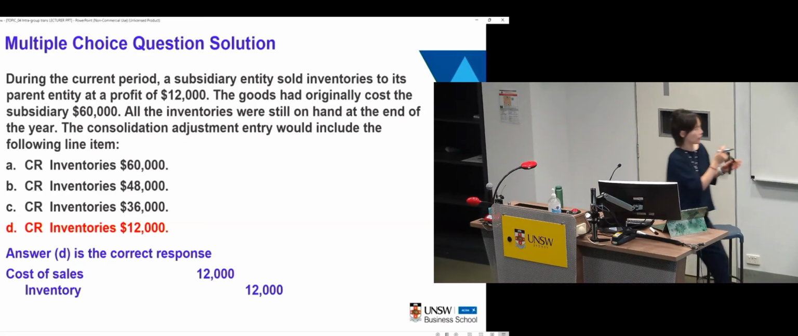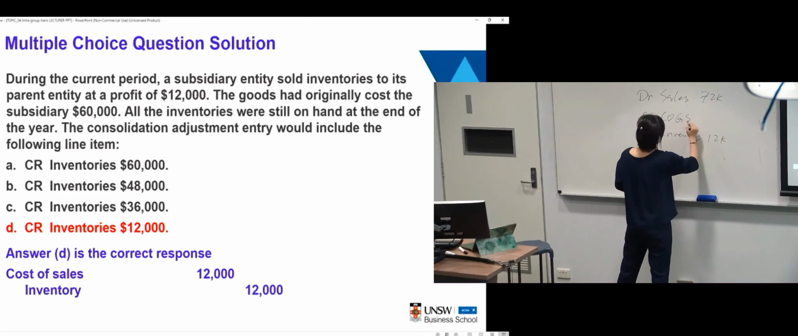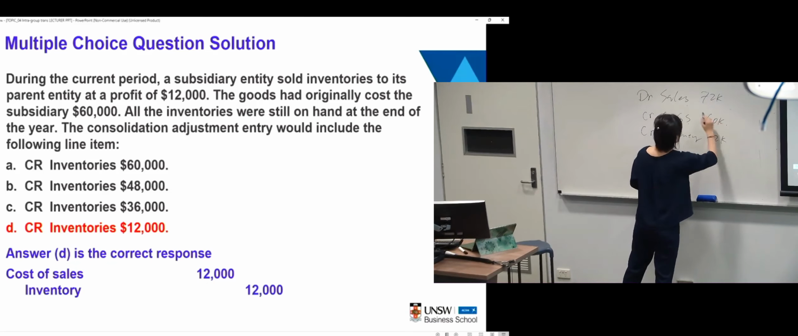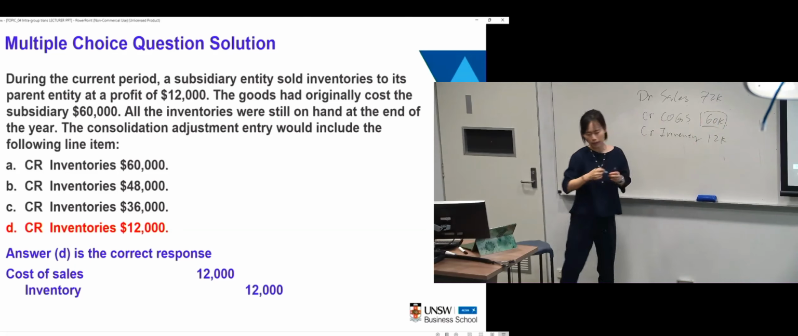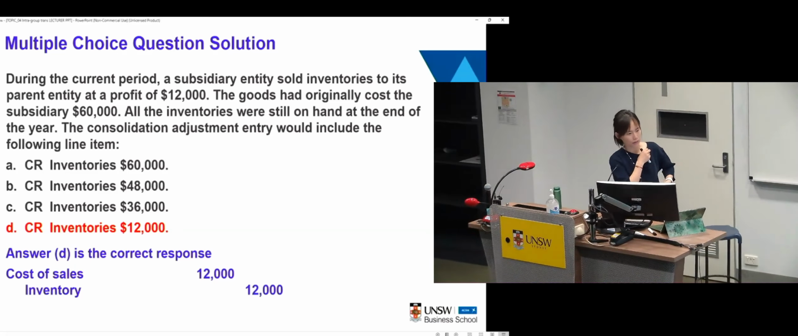Okay? Now balancing figure, we credit cost of goods sold, which is 60,000. So you can see the elimination of these 60,000 cost of goods sold is actually related to the intragroup cost of sale, right? The intragroup expenses here. Okay. So that's why you choose the last one as the correct answer. Well done. Okay. Now let's try this one.